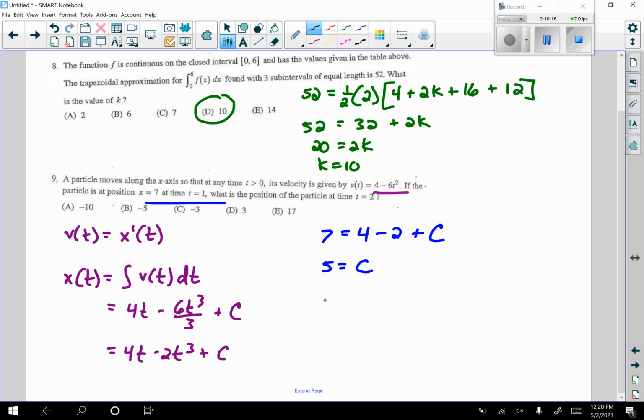So now we have x of t is going to equal 4t minus 2t cubed plus 5. And now we could find x of 2. That'll give us an 8. That'll give us negative 16 plus 5. So that's negative 8 plus 5 is negative 3, c.